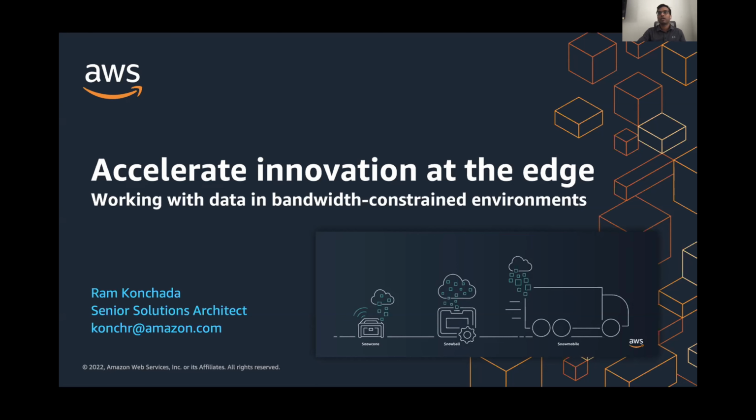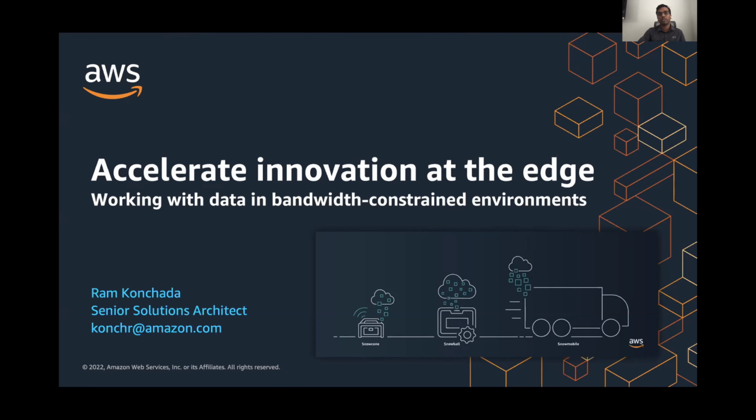Good afternoon, everyone. I am Ram Konchada, a senior solutions architect at AWS in the enterprise segment, based out of New York City. Prior to AWS, I was an account manager for a number of years for General Dynamics Information Technology, GDIT, if you've heard of them, modernizing air traffic control systems.